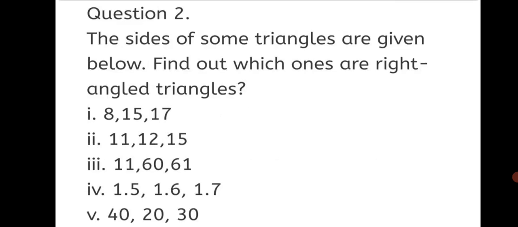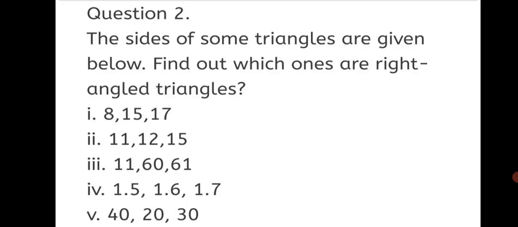Let's move on to question number 2. The sides of some triangles are given below. Find out which ones are right angle triangles. Now, if we know the angle, we can say that it is a right angle triangle or no. But by looking at the sides, how to detect whether it is a right angle triangle or no? Yes, we can do it by the use of Pythagorean triplets. So we will first have to identify whether the given triplets are Pythagorean triplets or not. If they are Pythagorean triplets, then it is a right angle triangle. Okay, these are the sides of some triangles.